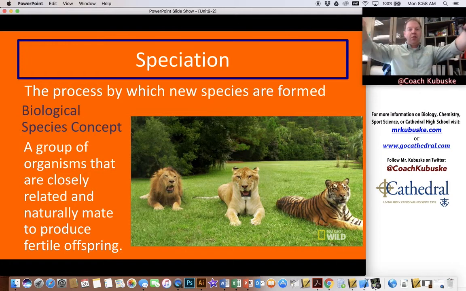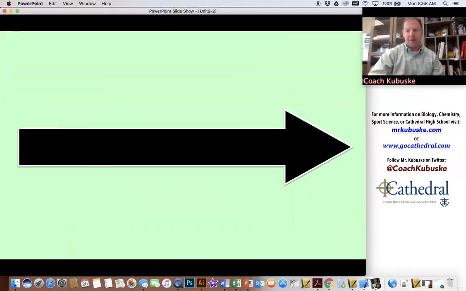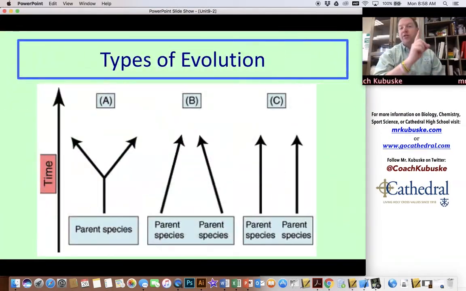Now, if they continue to be isolated from each other, they won't even be able to reproduce after a certain period of time. Those ligers will no longer exist on this planet. Interesting: ligers don't exist in nature. They only occur in captivity.